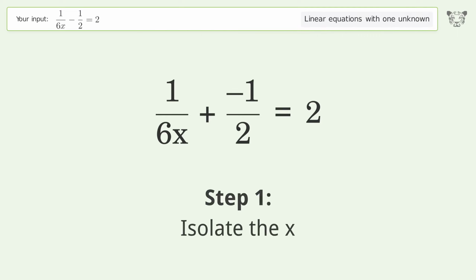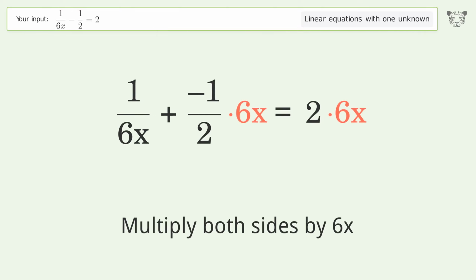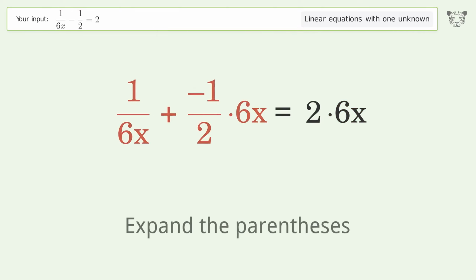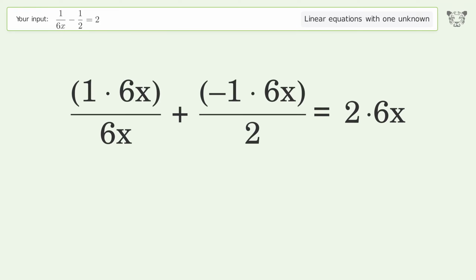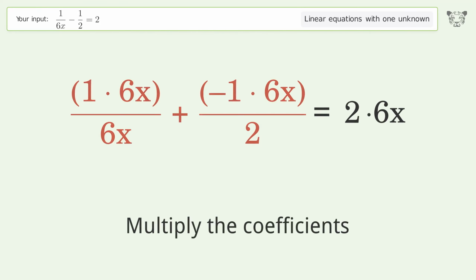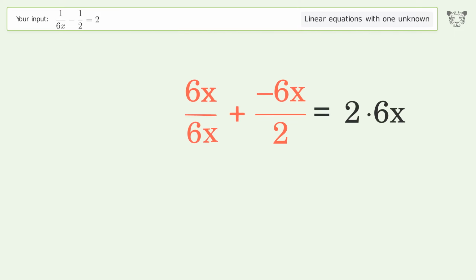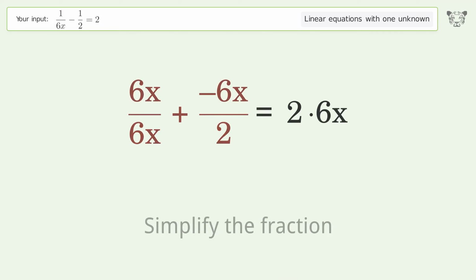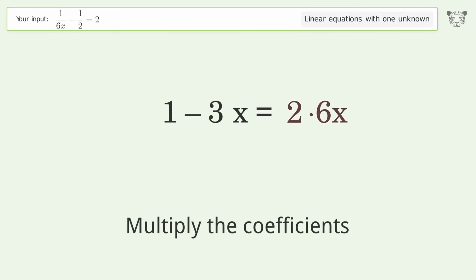Isolate the x. Multiply both sides by 6x. Expand the parentheses. Multiply the coefficients. Simplify the fraction. Multiply the coefficients.